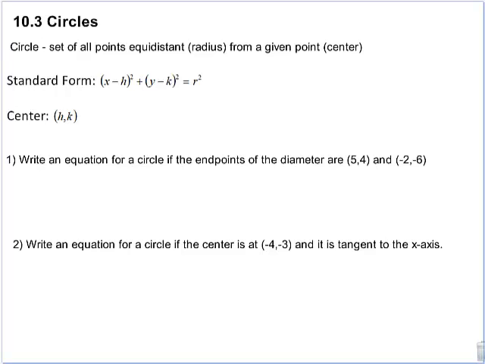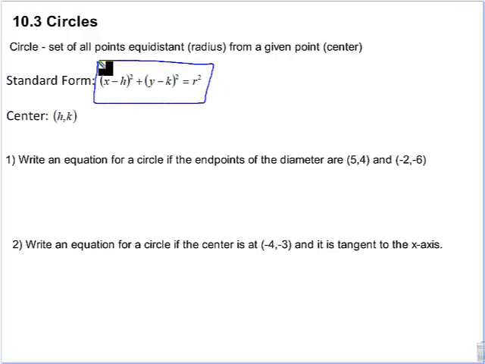So the circle, I put the definition up here, but this is really something you should know. It's a set of all points equidistant, which is the radius, from a given point, which is the center. That's something you learned quite a bit about in geometry, either last year or if you're in it this year, you're learning about circles right now. And so we are going to have a standard form. So standard form for a circle is (x - h)² + (y - k)² = r².